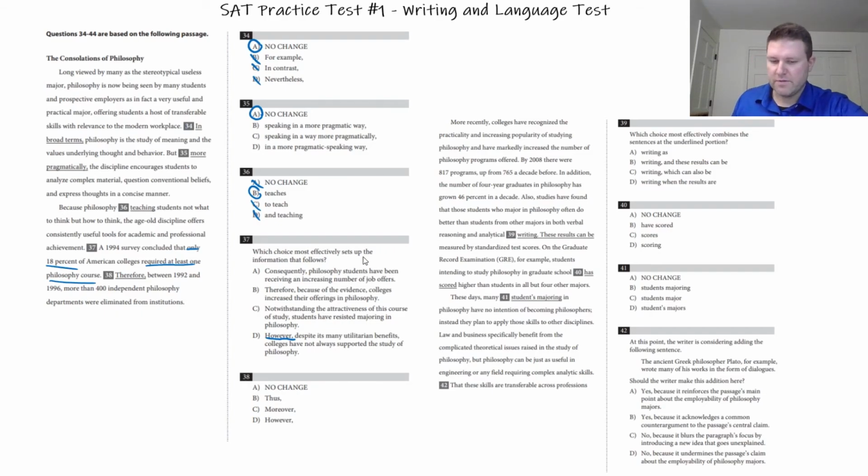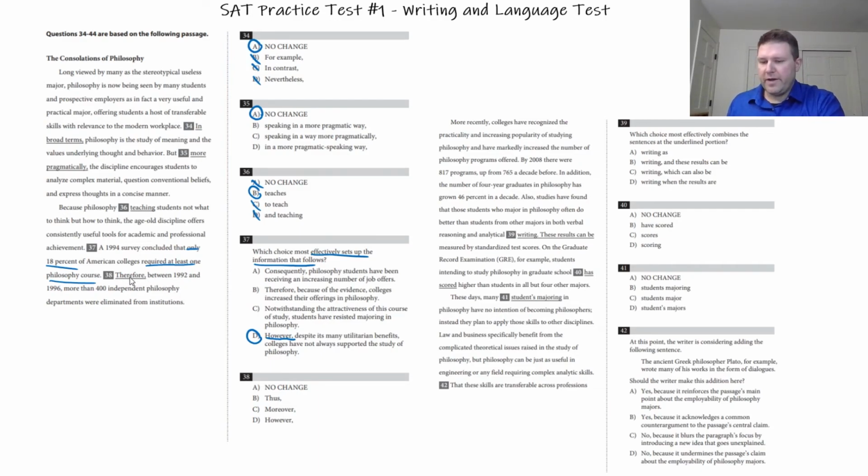And if you look at 37's question in general, which choice most effectively sets up the information that follows? So we need to transition from, okay, philosophy is actually really useful, to colleges don't really take it seriously. And if you look at D, "however, despite its many utilitarian benefits, colleges have not always supported the study of philosophy." That's perfect here. Utilitarian means useful. Okay, so, yep, perfect. Then, yet another transition, okay?